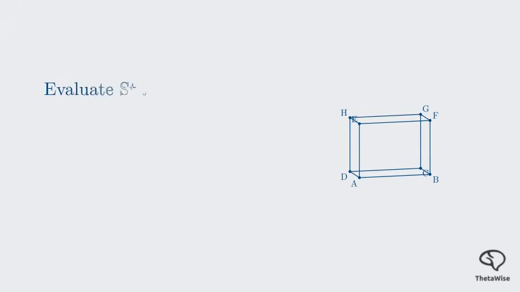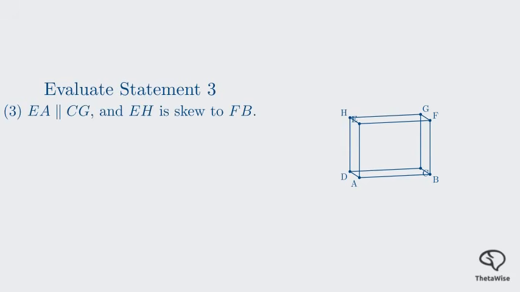Now let's examine the third option. Line segment EA is parallel to CG, and EH is skew to FB. Let's break this down into 2 parts. First, look at line segments EA and CG. Notice that EA is a vertical edge at the front left, and CG is a vertical edge at the back right. Since they are both vertical edges of the same rectangular prism, they are indeed parallel to each other.